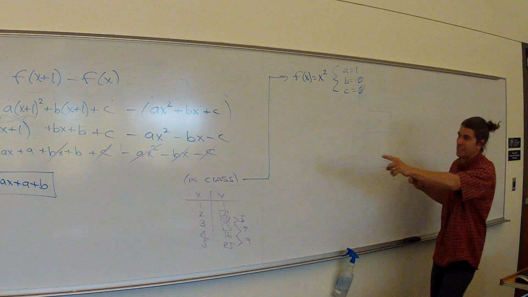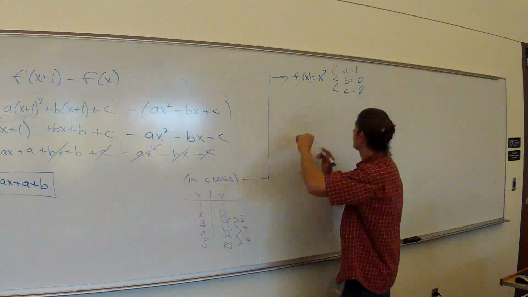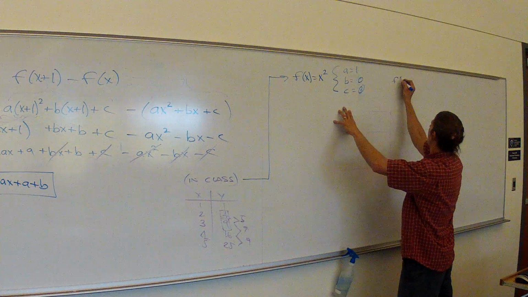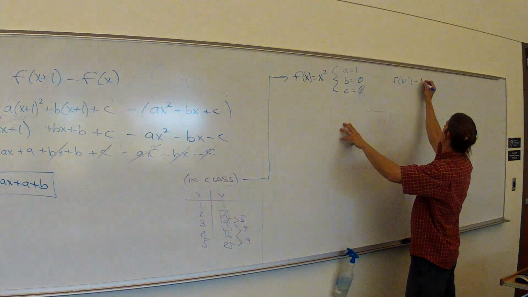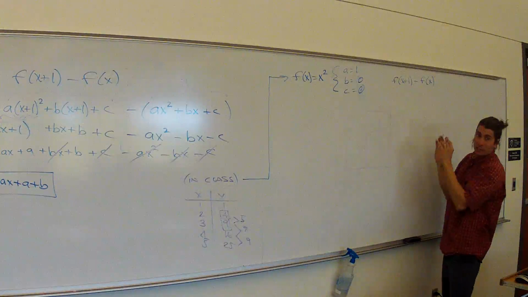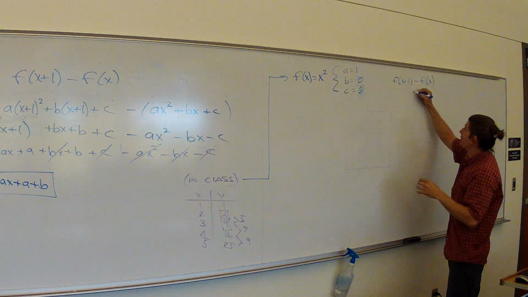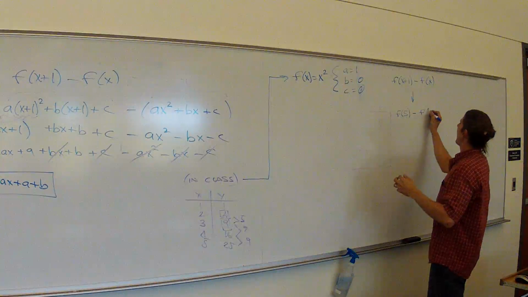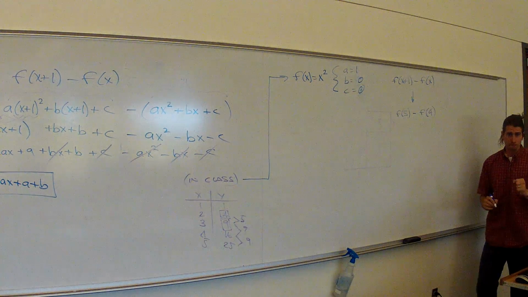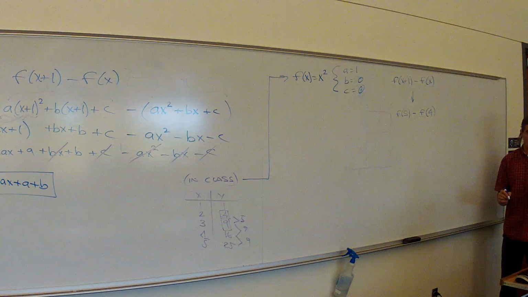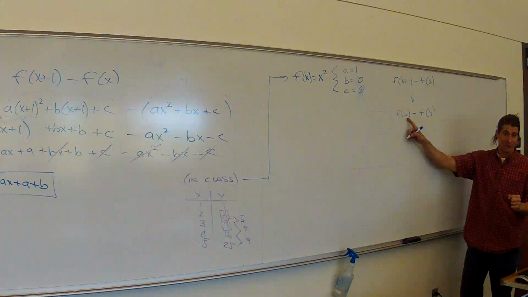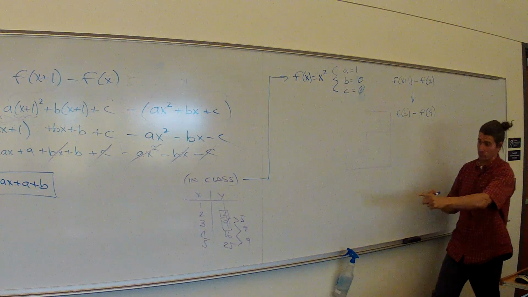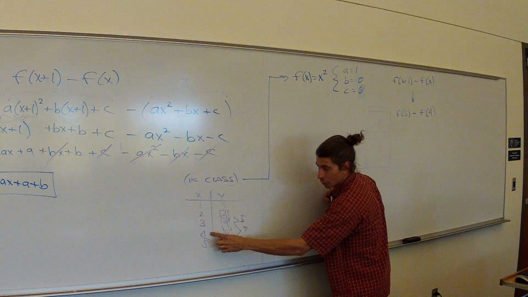Now, let's set up f of x plus 1 minus f of x. All right. So we're going to go f of x plus 1 minus f of x. Now, we don't like the generalization, so we want that to be f of 5 minus f of 4. Right? We're calling this 5 and this 4 because we want to use these numbers right here.